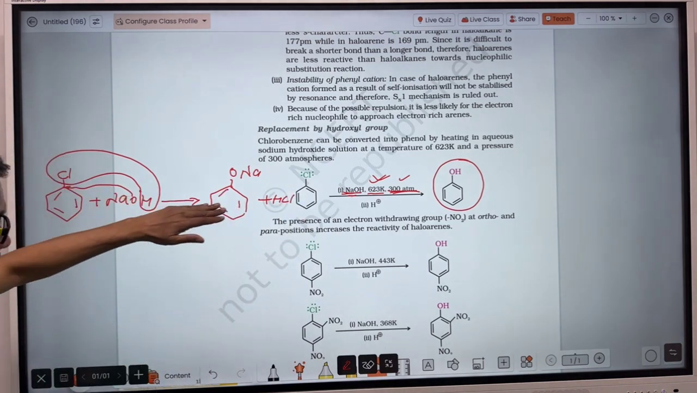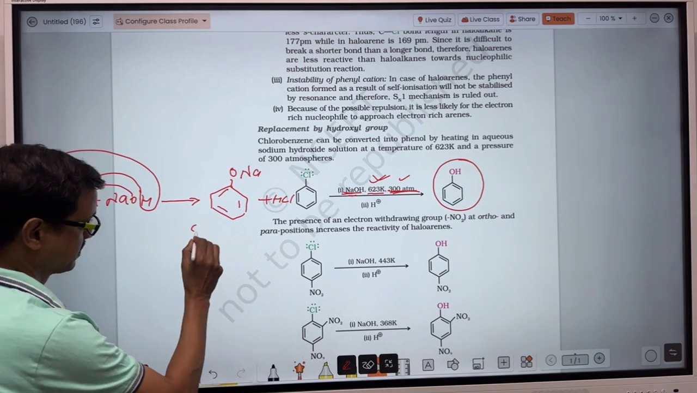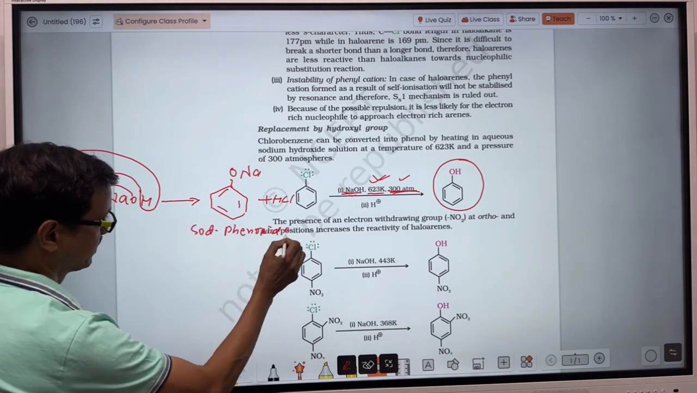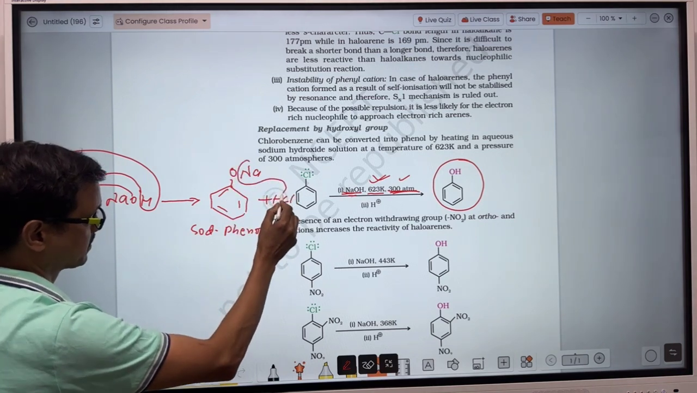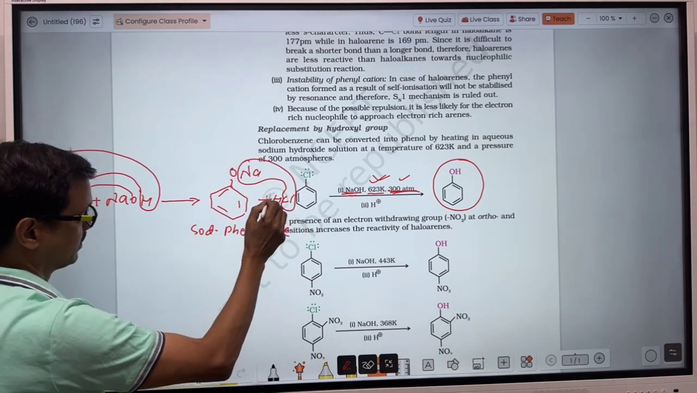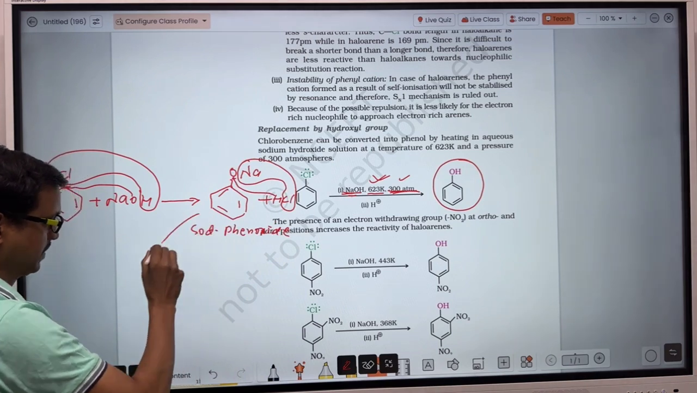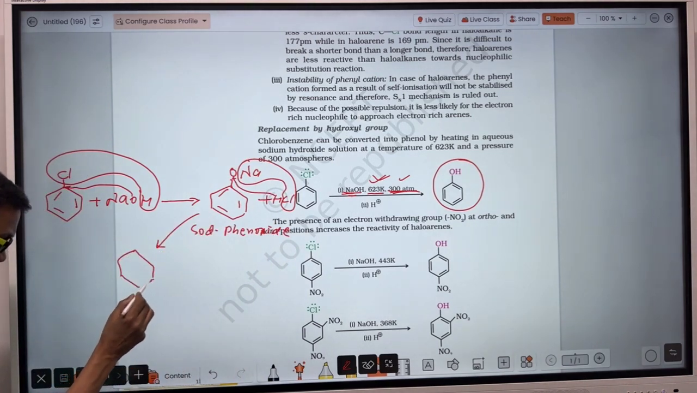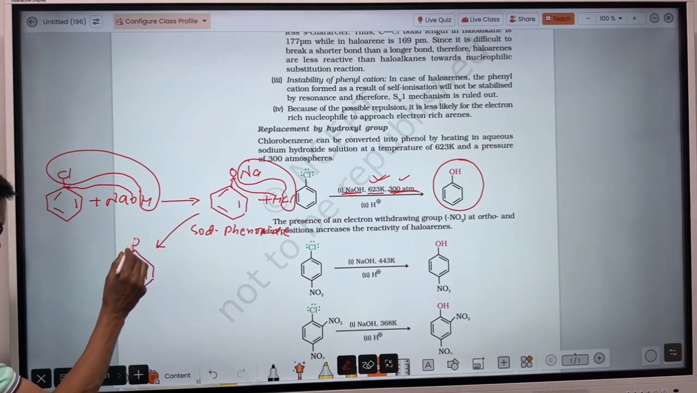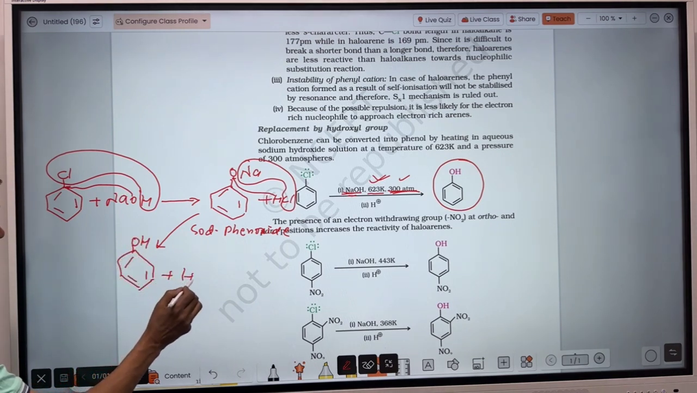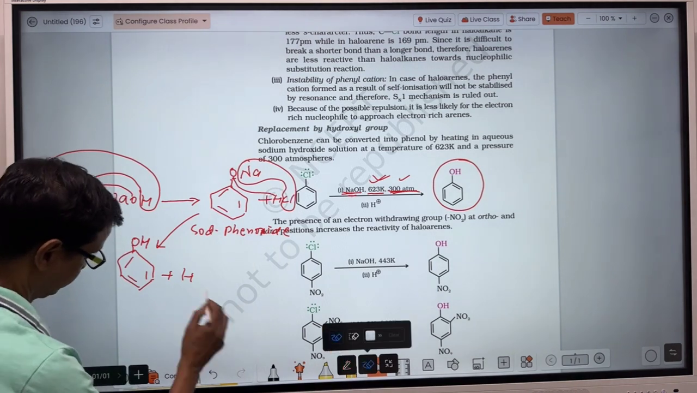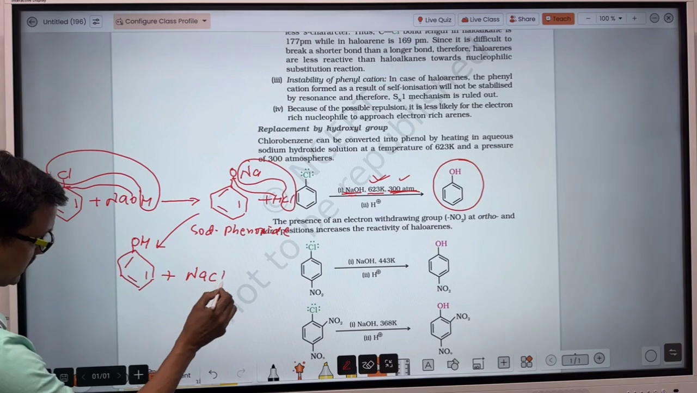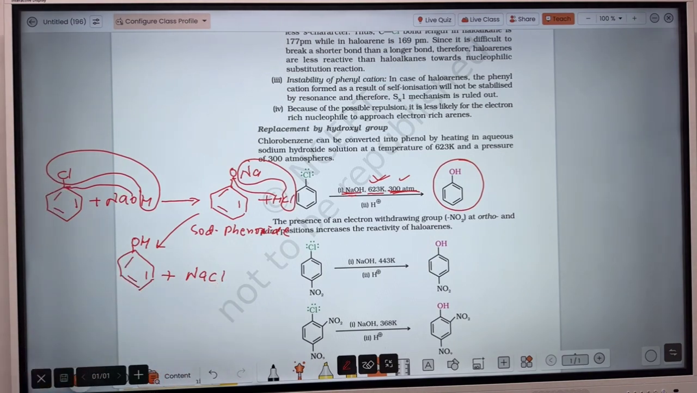That is called sodium phenoxide. Then after, the sodium will combine with this chlorine to form NaCl, and this hydrogen will bond to this oxygen. So finally, there will be a formation of phenol.